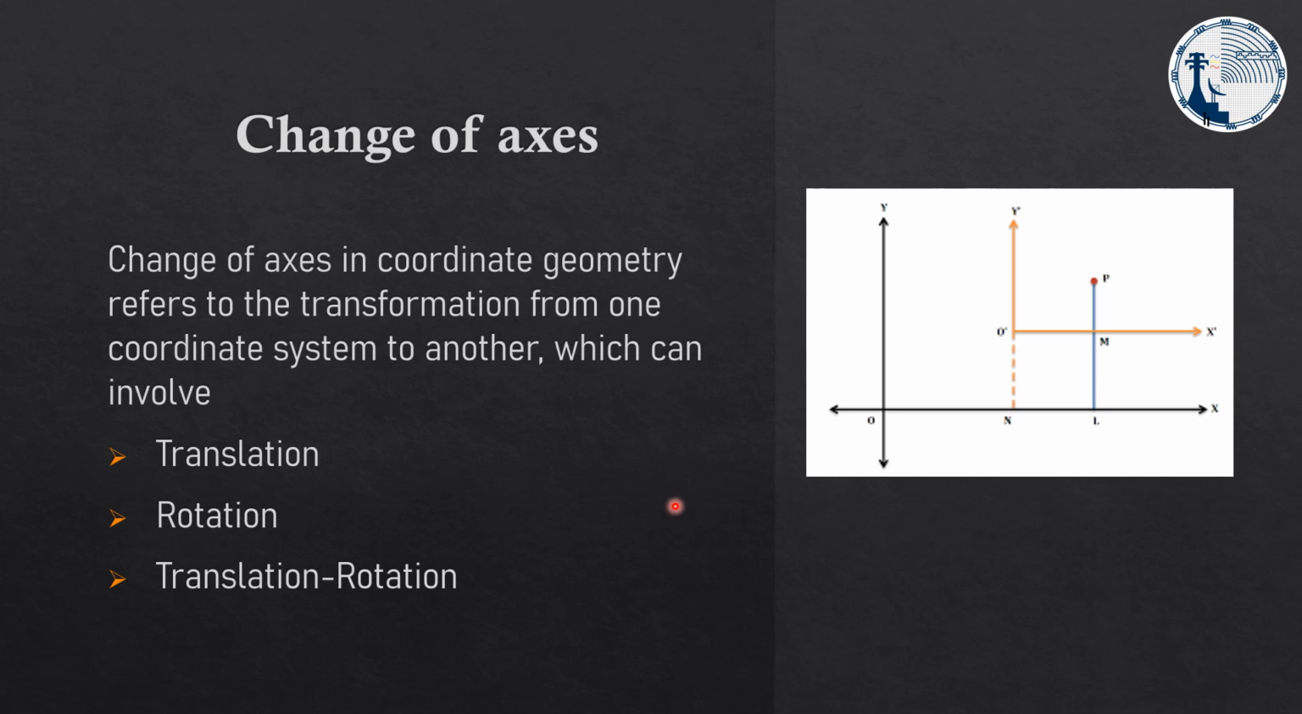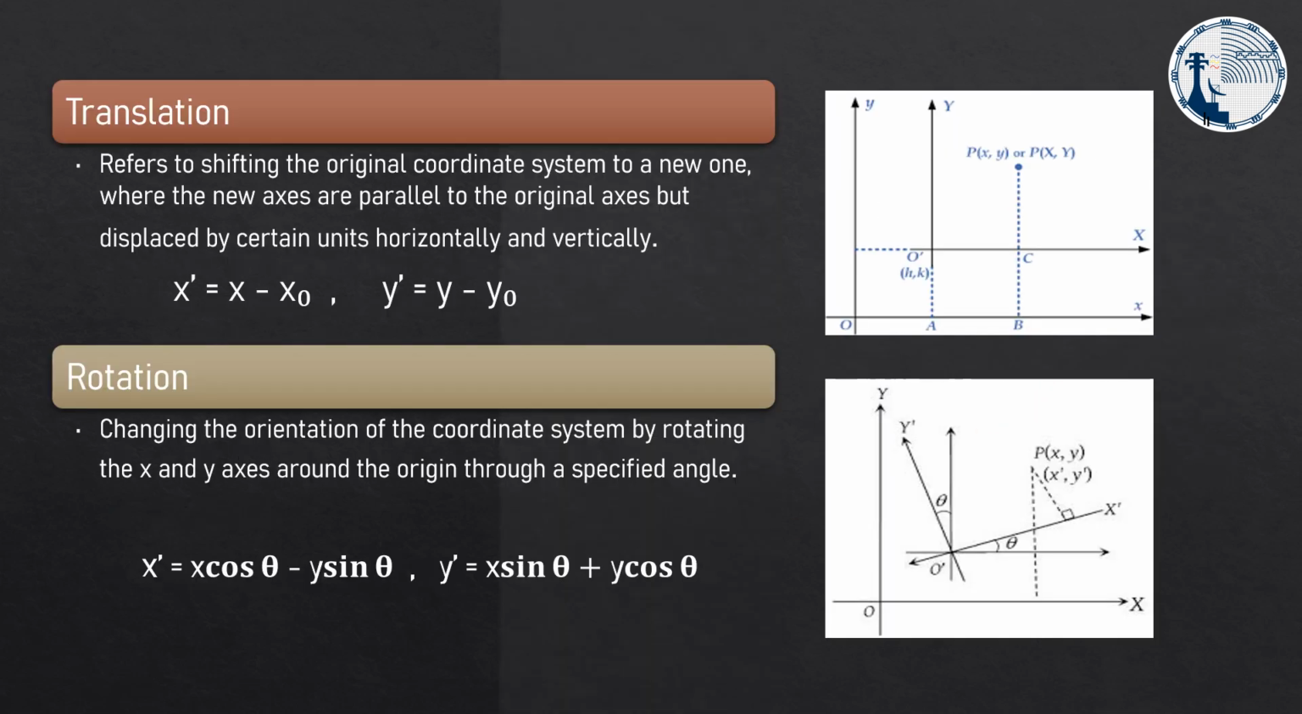Now to the change of axis. The change of axis in coordinate geometry refers to the transformation from one coordinate system to another, which can involve translation, rotation, and combining both translation and rotation. What is the translation of axis? It refers to the shifting of the original coordinate system to a new one, where the new axes are parallel to the original axes but are displaced by certain units horizontally and vertically, so that x becomes x prime, where x prime equals x minus x naught, and y becomes y prime, where y prime equals y minus y naught.